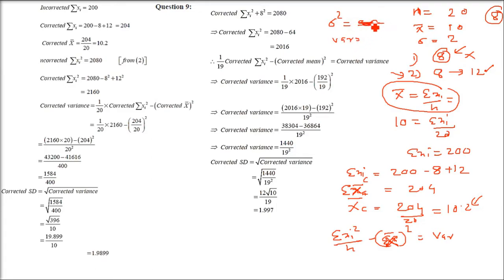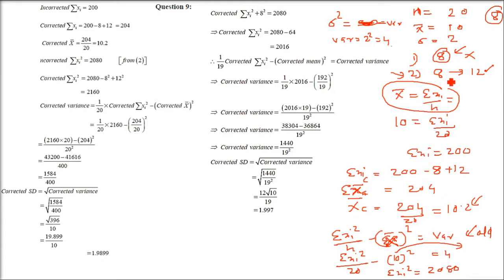Now we can find out the original sigma xi whole square. So here variance is 4, and x bar you have to take the original one, not the corrected one, because we need the old sigma xi whole square. So sigma xi whole square by 20 is 4 plus 10 square, 100 plus 4 is 104, multiplied by 20, that is 2080. So the old sigma xi square, the sum of all the elements squared, is equal to 2080.